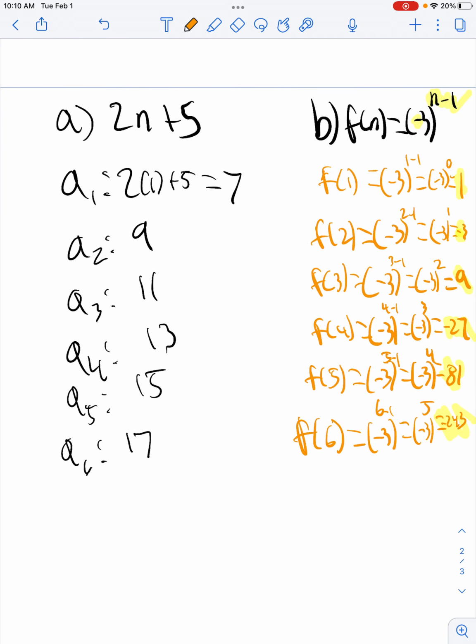And finally, what else did I want to add about that? Oh, yeah. Notice your degree. If I have an odd degree, it's a negative. If I have an even degree, it's a positive.